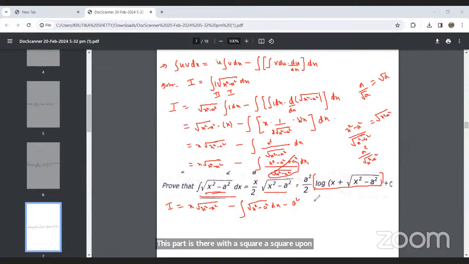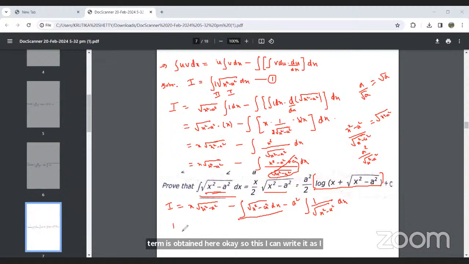So this will be the integration of 1 upon root of x square minus a square dx. Okay, next, see this whatever term we have obtained here. The second term is the same as the given integral. See, I is equal to, whatever the first part in the first expression, the same term is obtained here. So I can write it as I, I can replace it with I.